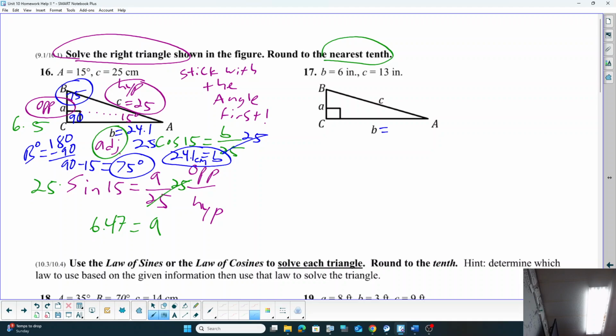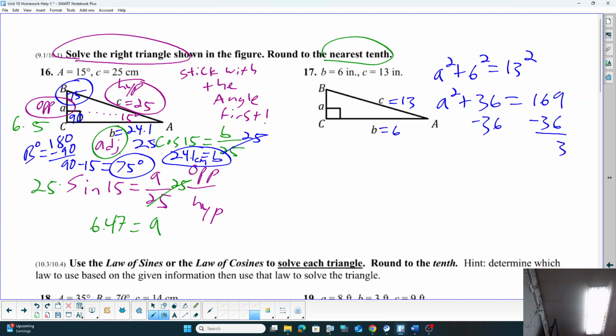So little b is 6 inches, little c is 13. We can do the Pythagorean theorem to find little a. So a squared plus 36 is equal to 169. Remember, pause me and try it on your own. Okay, so we'll subtract 36 to the other side. So we get a squared is equal to 133.